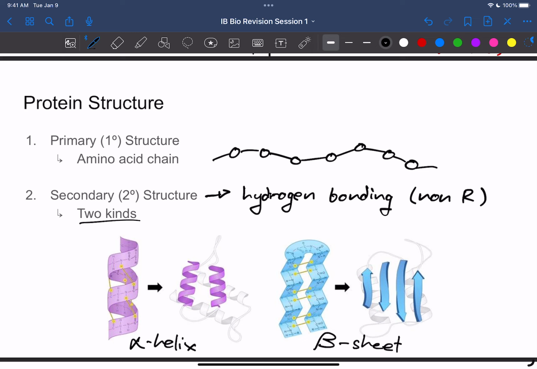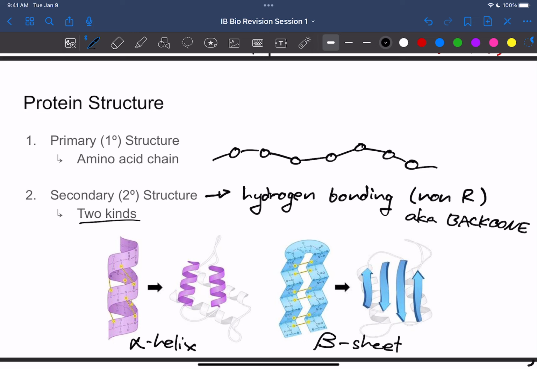Not between the R groups. This is going to be just between the NH, the CO, the central carbon, not the R group. It's going to be specifically between the backbone. So anytime you see alpha helices or beta sheets, they're going to be formed from backbone hydrogen bonding interactions.